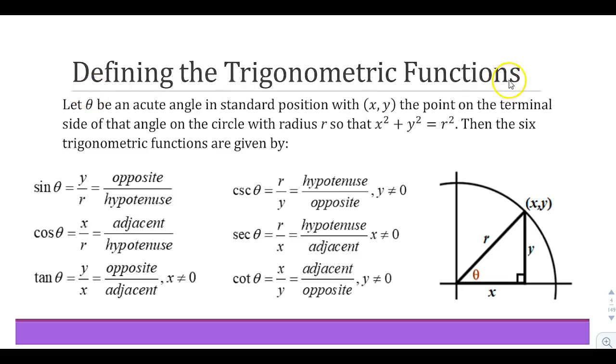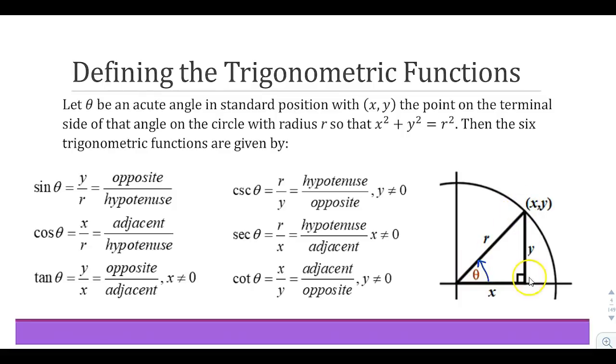Defining the trigonometric functions. Now we're going to make a connection. We're going to let theta be an acute angle in standard position with (x, y) the point on the terminal side of that angle, on the circle with radius r, so that x squared plus y squared equals r squared. That was a mouthful. Here's what's happening. On this image, here is my angle theta, and (x, y) over here is a point on the terminal side, and it intersects this circle, and this circle has a radius r.